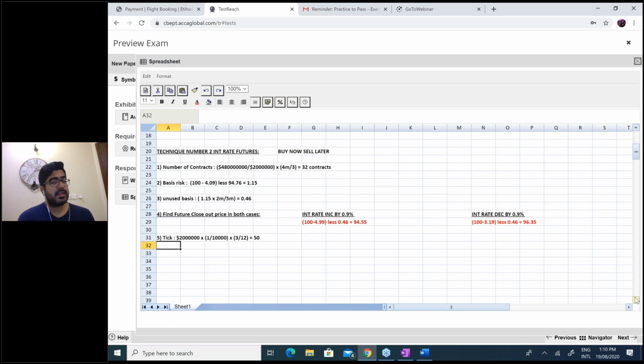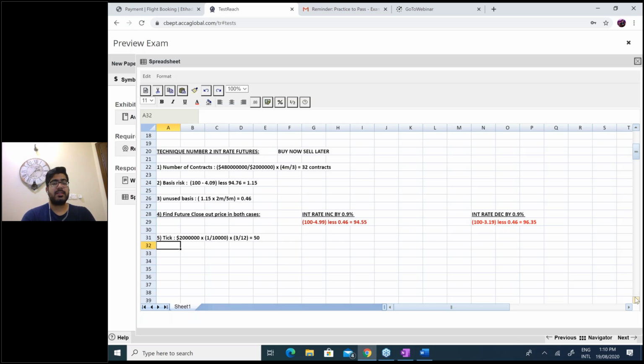Basis: spot 100 minus LIBOR, the interbank rate 4.09, less futures price. Which future did you select? The March one, already written in the first step, 94.76. Basis is 1.15. Unused basis is the basis risk 1.15 into extra months over total months. Extra months: you needed to borrow a deposit on 1st Feb. You needed a future of 1st Feb, but you took for 30th March, 2 extra months. Over total months: today's date is 1st November, and you took for 30th March, it's 5 months.